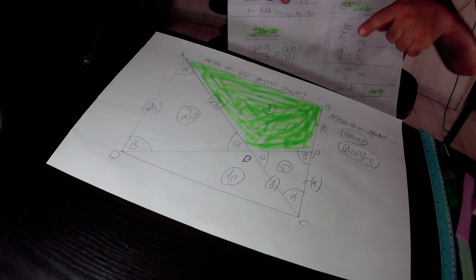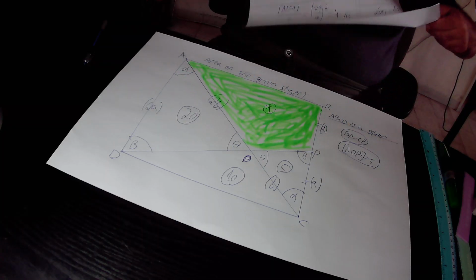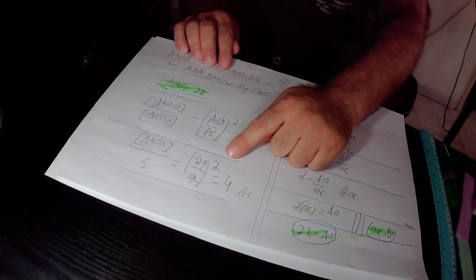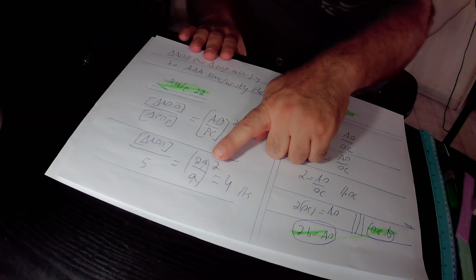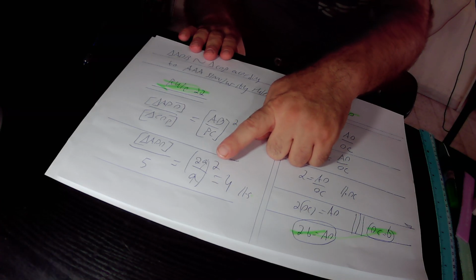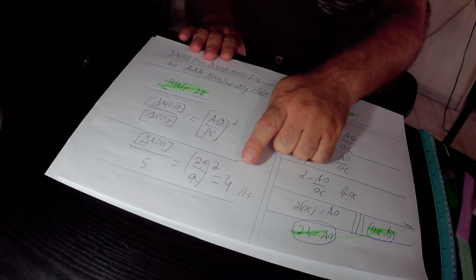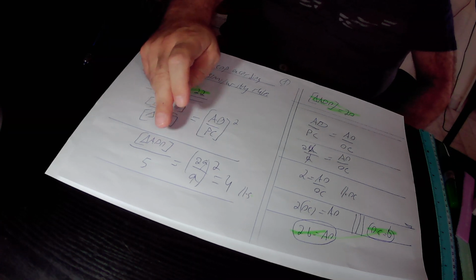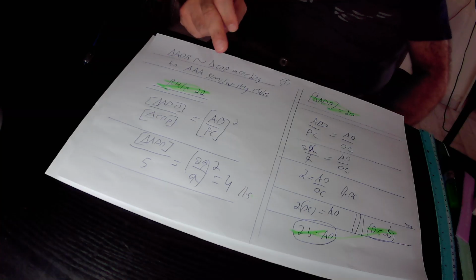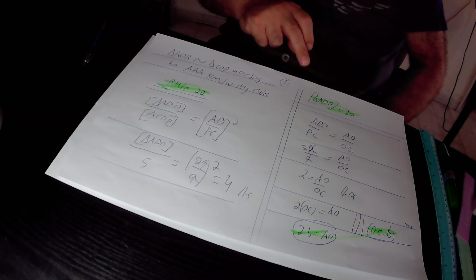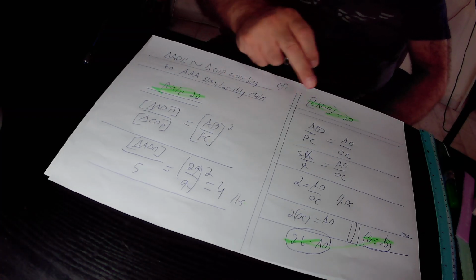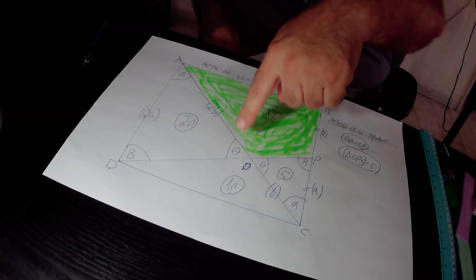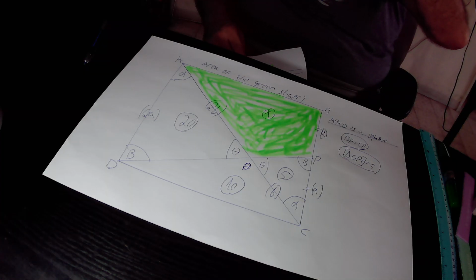AD is 2A, PC is A. AD over PC is 2A over A, squared. We have A in the numerator and A in the denominator, so A gets cancelled, and we are left only with 2 squared, that is 4. So in total, the area of the big triangle ADO over 5 equals 4. Here we multiply this equation by 5 and finally find that the area of the big triangle ADO is equal to 5 times 4, that is 20. And again, the area of this big triangle ADO is equal to 20 square units.